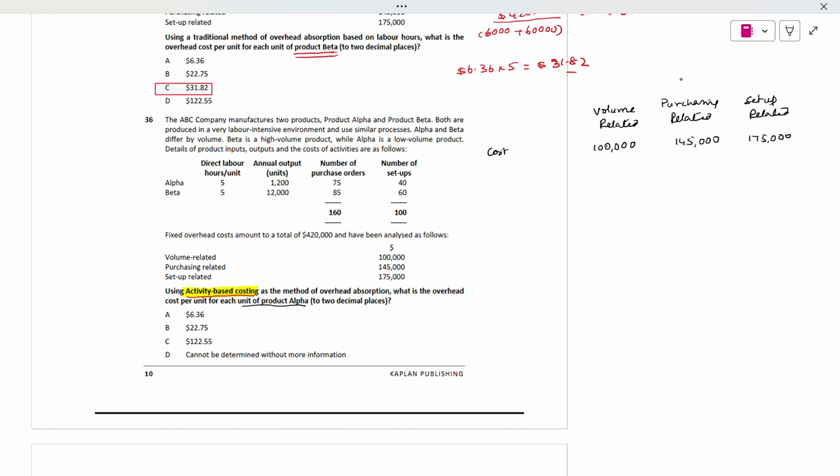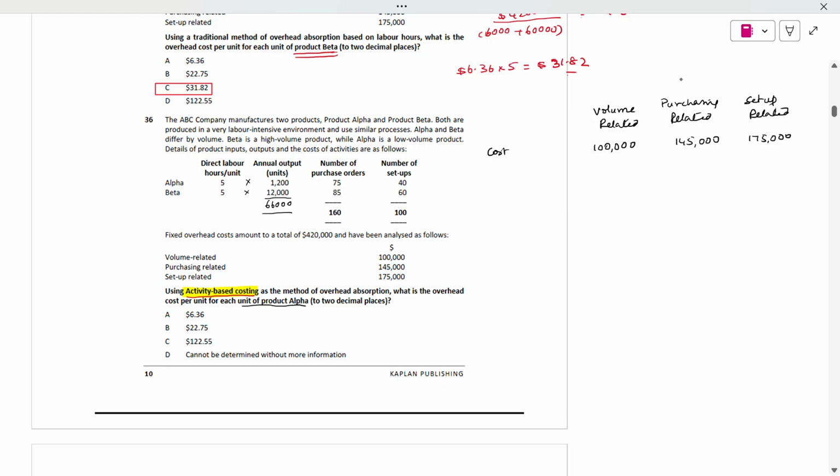When we are talking about volume related, how much is the fixed overhead cost? How many labor hours are there? Total labor hours are how much? Total labor hours is 66,000. How did we get it? Total labor hours, this one. It comes to 66,000. Are you clear about this?